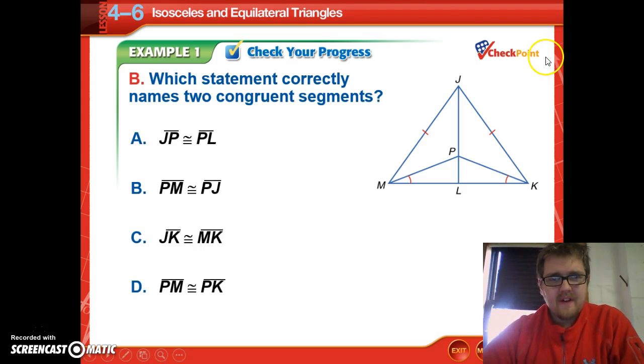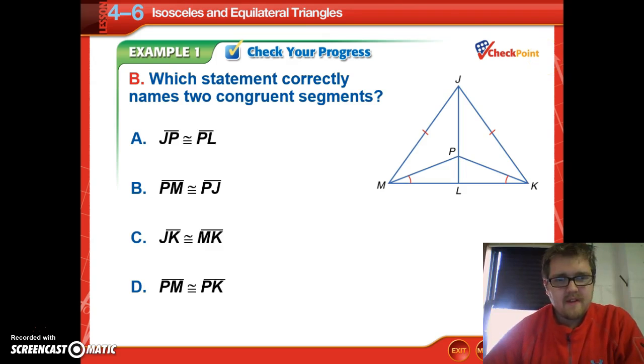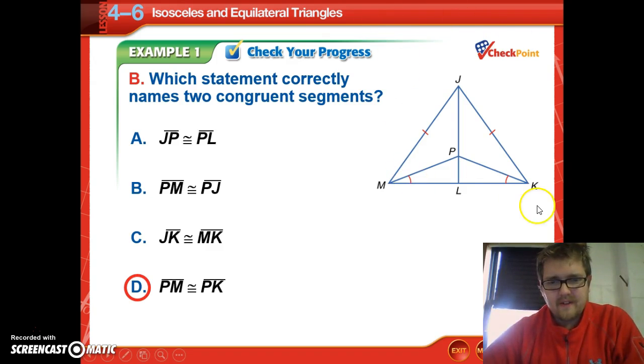Which statement correctly names two congruent segments? The correct answer is D, because this angle is congruent to this angle. The opposite side to angle PKL would be side PM. The opposite side to angle PML would be side PK.